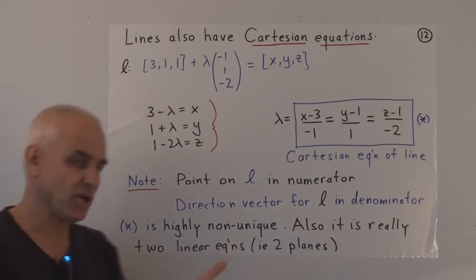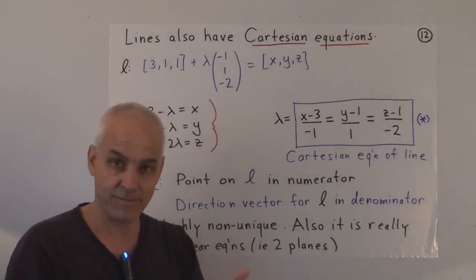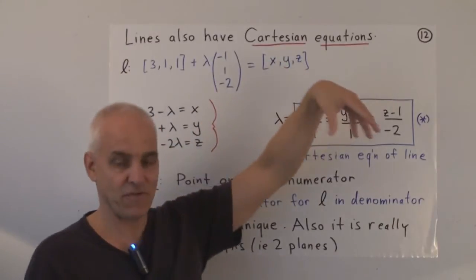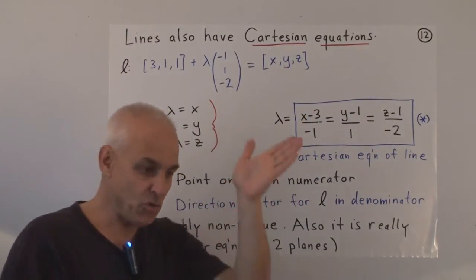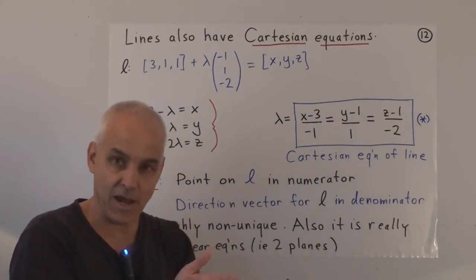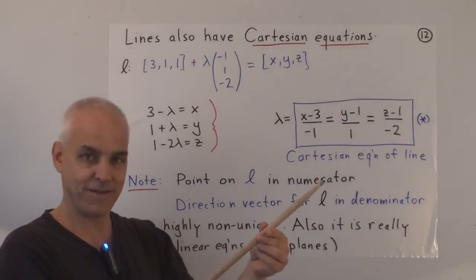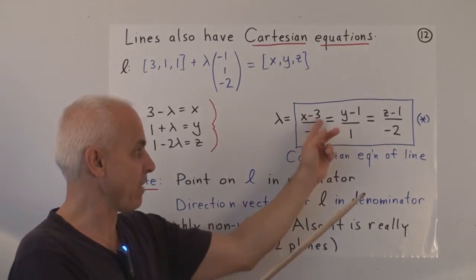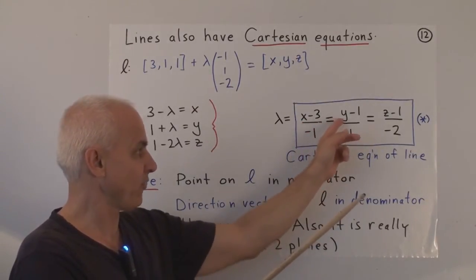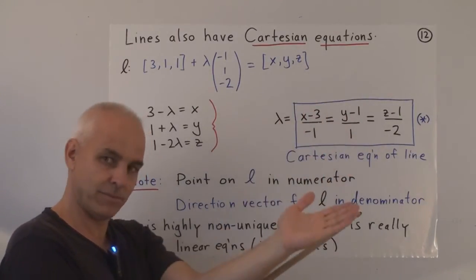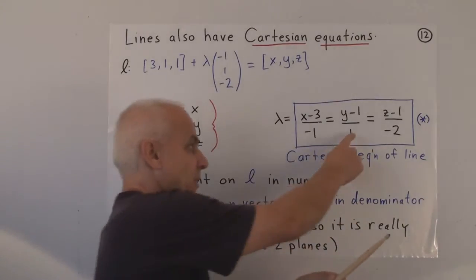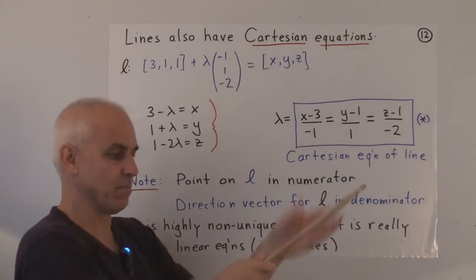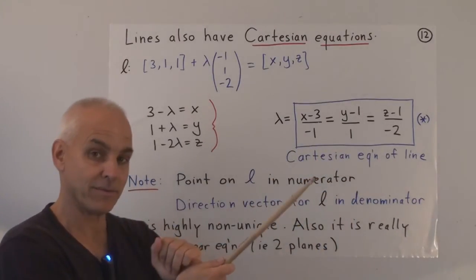And what is a linear equation? A linear equation, we've said, is a plane. So this description of a line in Cartesian form is really telling us two planes that meet in a line. So there's our line. And we found one plane, that plane there, the plane (x minus 3)/(minus 1) equals (y minus 1)/1. That's a plane. And there's another plane, this equals this, determines another plane. And those two planes meet in our line.